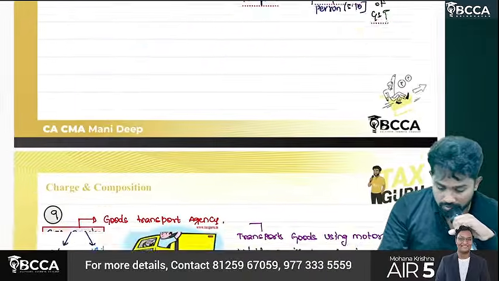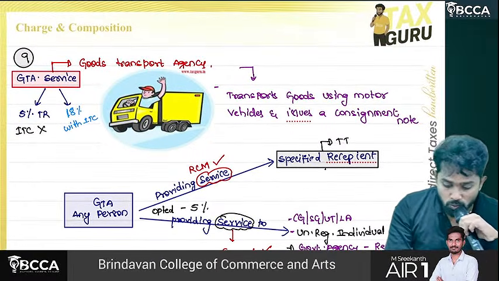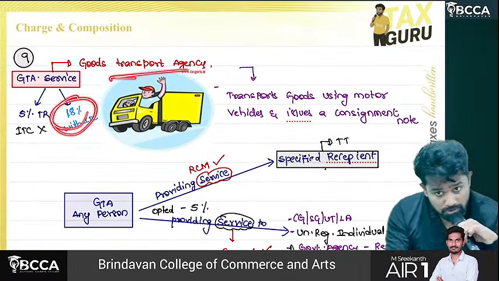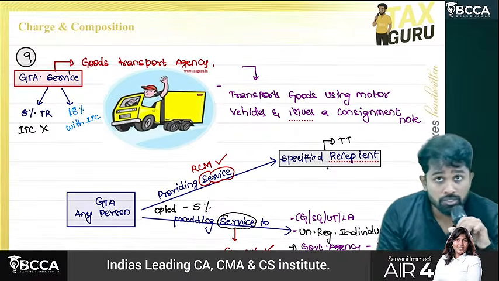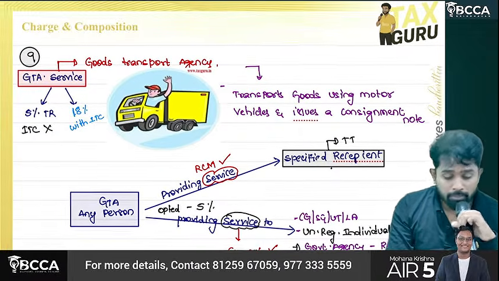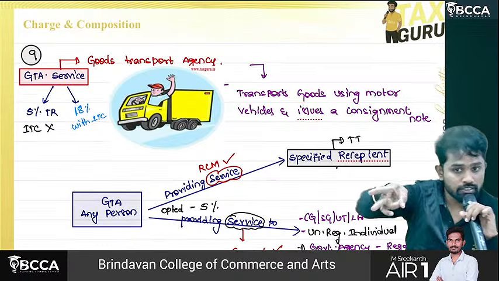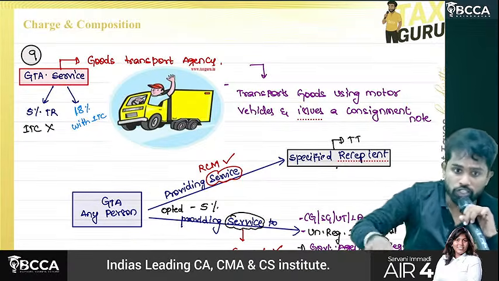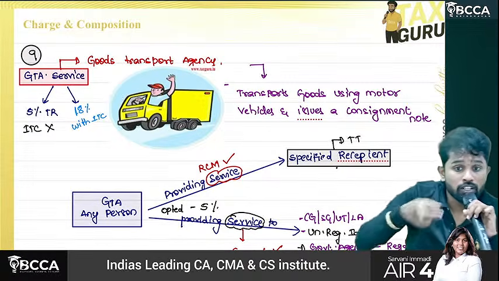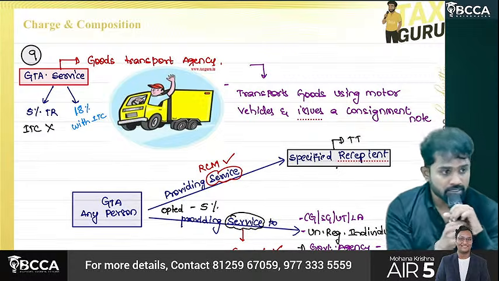Okay, then GTA, Goods Transport Agency, sir. Here there is a small amendment, sir. Everybody, please be cautious here. There is an amendment. What? Sir, GTA, previously there used to be two tax rates, 5%, 12%. Now also two rates only, but not 5 and 12, 5% and 18%.